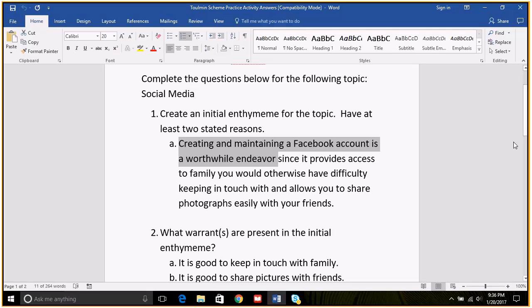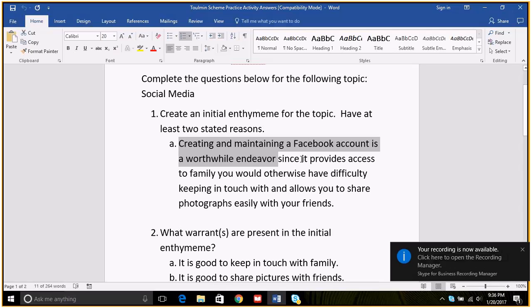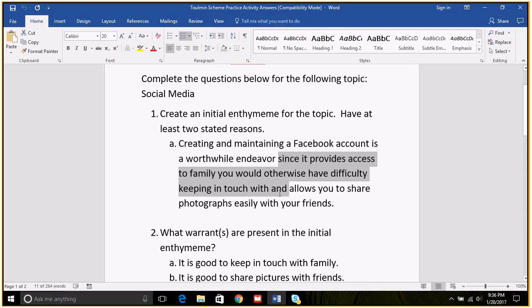As far as the stated reasons, these are going to be the main points of your grounds paragraphs. This is going to be the proof for your claim. Here I have two different stated reasons. The first says it provides access to family you would otherwise have difficulty keeping in touch with. And this is one where we'd have backing. I like the warrant we have with this stated reason because I think it is possibly a warrant that we'd have to prove a little bit, depending on our audience. The second stated reason in the initial enthymeme is Facebook allows you to share photographs easily with your friends.